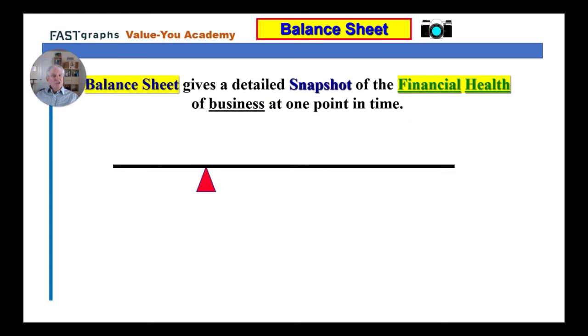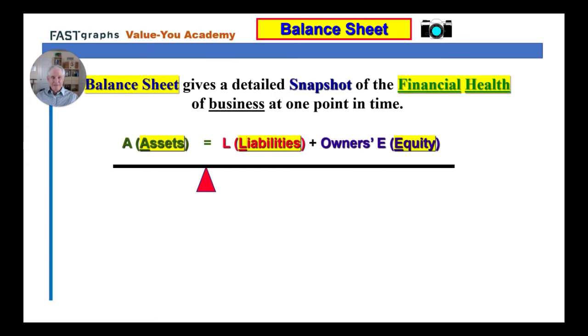Now, the balance sheet gives us this detailed snapshot of the financial health of a company. And one of the things we look at is debt to equity. How much debt are they carrying to how much equity? We look at the liquidity. How much cash could they generate in the next year? Current assets to current liabilities. So that's a very important equation.